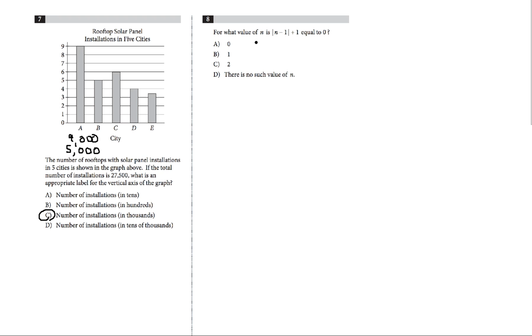All right, another really tricky one here. It says, for what value of n is the absolute value of n minus 1, plus 1, equal to 0? Well, the thing to keep in mind is that absolute value is always positive. It would have to be negative 1 in order for this to equal 0, so there's no such value. Absolute values can only be positive. Two positives cannot add up to 0. So that's it for 8.